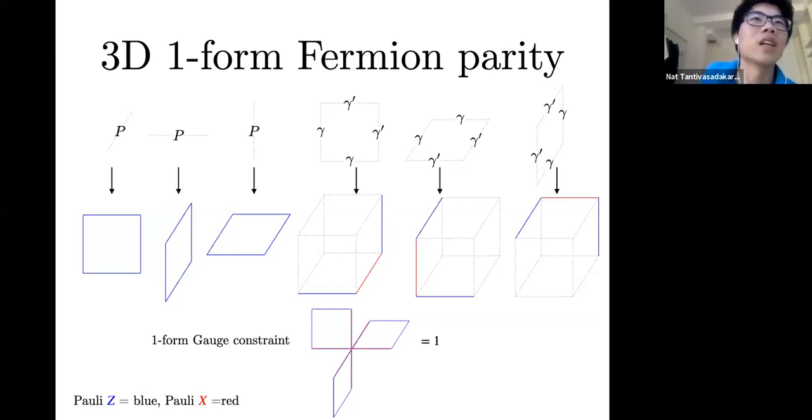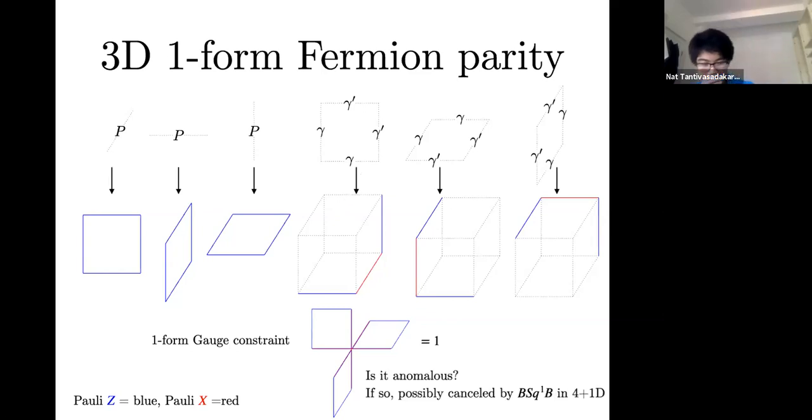I don't know if it gets you a dual. I figured out what the dual model is, but I don't know whether it actually has an anomaly or not. So, for example, in this case, I get a one-form gauge term which looks like this, but it's a product of the vertex terms and the 3D toric code, but it could still be anomalous. There is a candidate for that, but I don't know if it could be matched with this SPT in 4D. Sure.